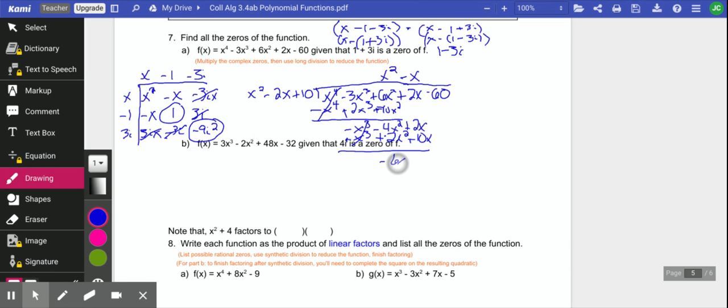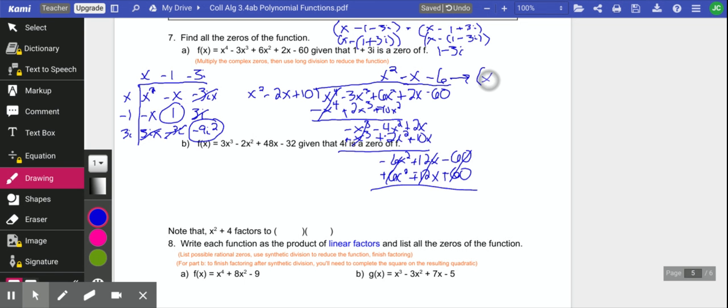Gives me negative 6x squared. Let's see, it's a positive now, plus 12x. Drop the negative 60. And lastly, it looks like a negative 6. So we get negative 6x squared plus 12x minus 60. Draw the line, change the signs. Everything cancels. Okay, good.